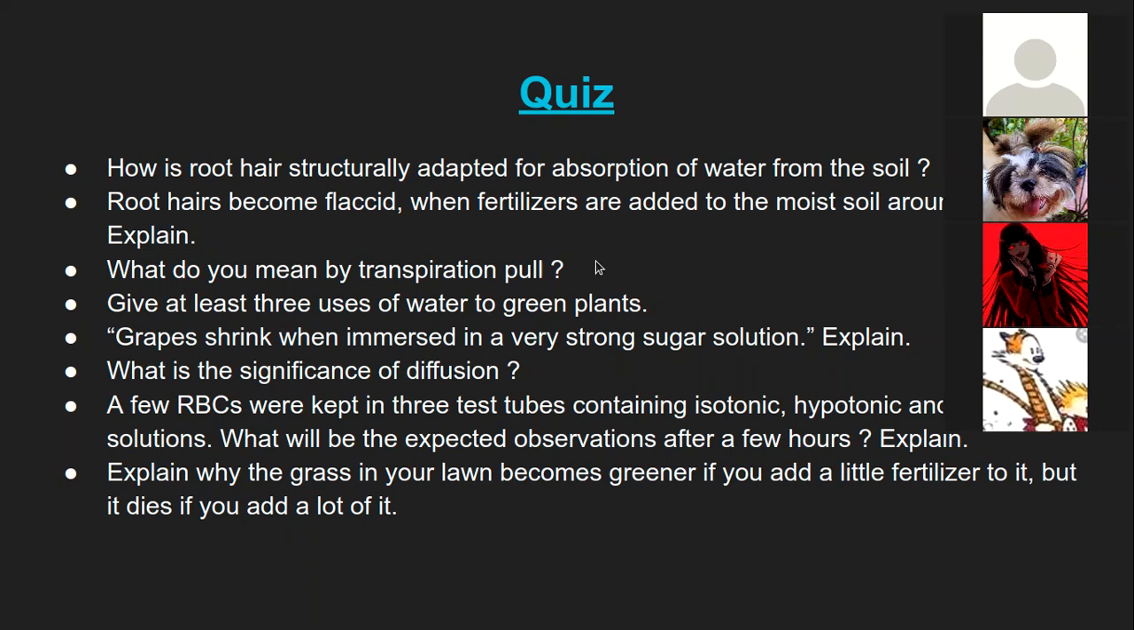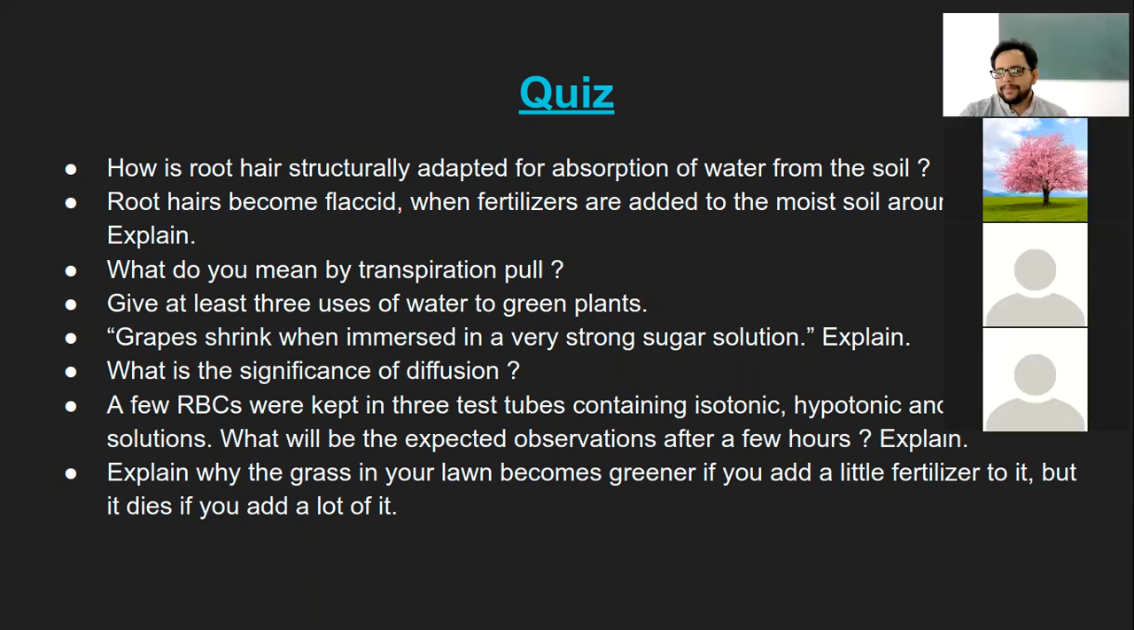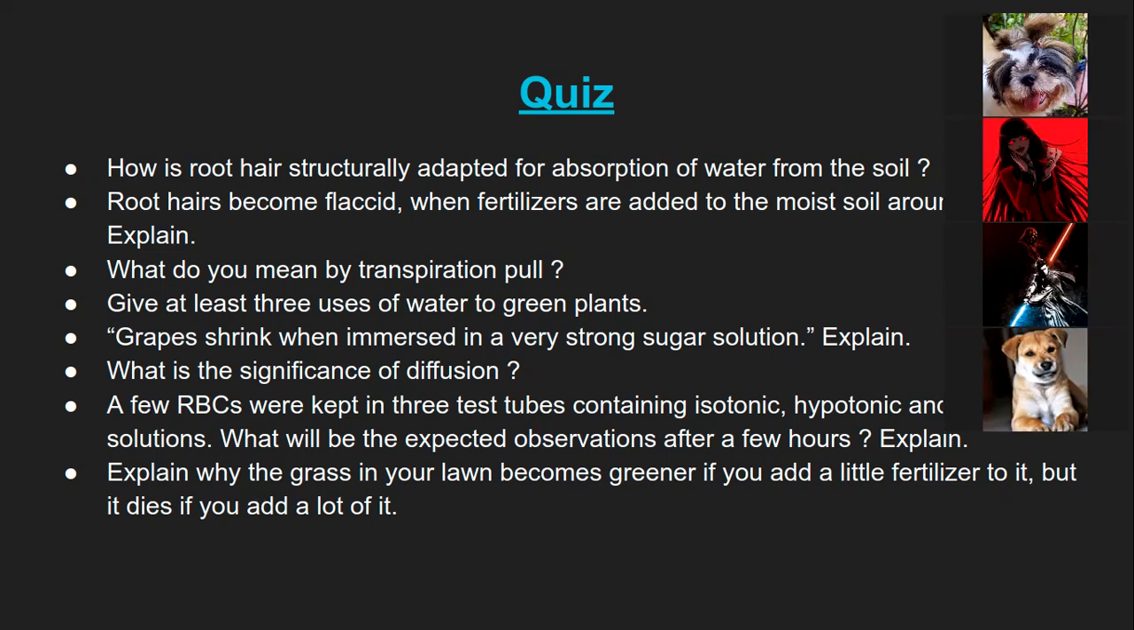What do you mean by transpiration pull, Neeraj? The pull which a plant experiences when it transpires, like when it's giving out water. Yes, when a plant is giving out water. There are certain keywords that we need to use here. Do you remember any of the keywords that we use in the transpiration pull?